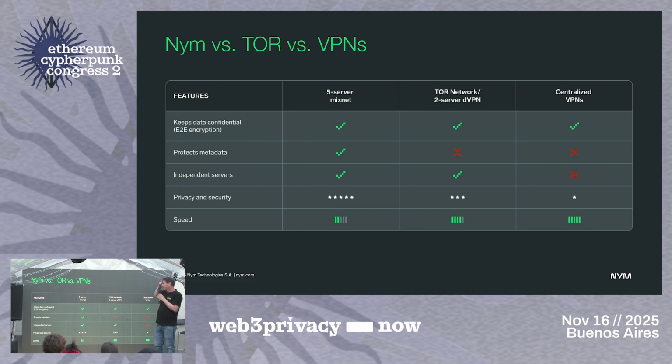So we have a little comparison here between Nym, Tor, and VPNs. As you can see, in the 5-server mixnet we have end-to-end encryption like Tor or like centralized VPNs, but NymVPN's 5-server mixnet is the only one that protects metadata. Not even Tor does that, even if we really love Tor deeply. I have given hundreds of workshops about how to use Tor for a lot of social organizations during the last 10 years. But the reality is that they have the same metadata leak problem as all the others.